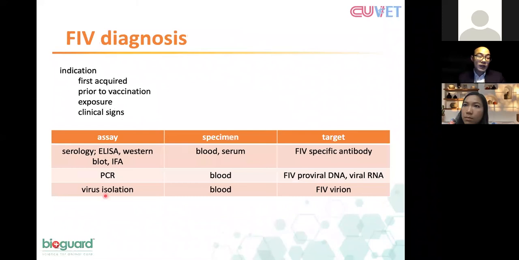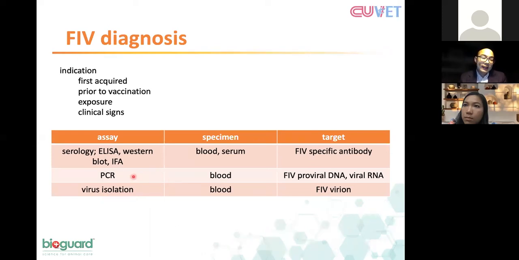To diagnose FIV, the indications are the same as for FeLV. You want to diagnose FIV when you first acquire the cats, or prior to vaccination, or after a certain exposure event, like getting out of the house and then getting bitten by another cat. Also when the cat shows clinical signs such as uncontrollable FCV infection or recurrent FHV infection. And FIV is a systemic infection, so the specimen of choice is a blood or serum sample.